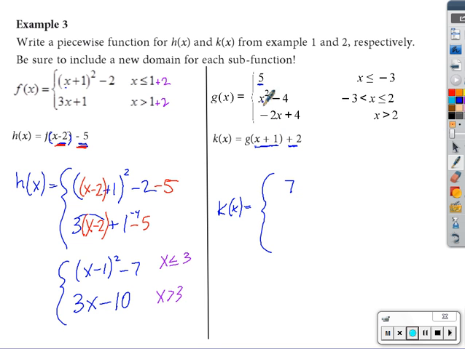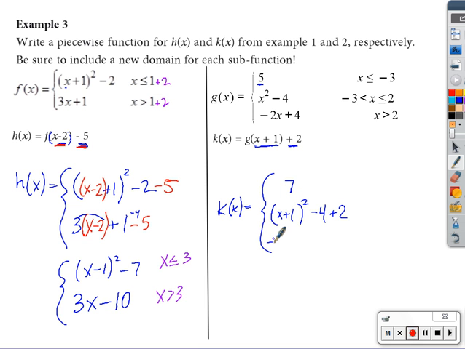Second equation here, again, in place of the x, I'm going to write x plus 1. Horizontal goes in parentheses. It goes in place of the variable inside the function. The vertical shift plus 2 goes outside.